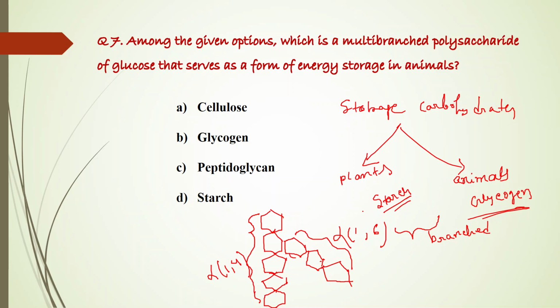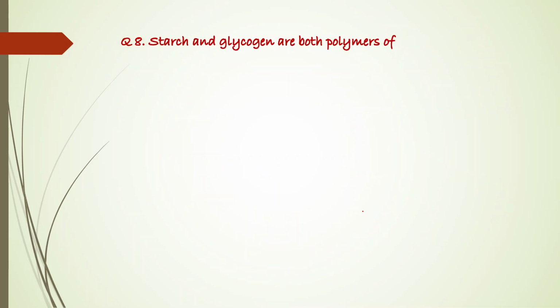So for question number 7, the question was simple. I just discussed the other things for your understanding. The question was very simple: among all these options, which acts as an energy storage for animals? I have already written down the answer, that is glycogen. So the correct option for question number 7 should have been option B. Okay, moving to the next one.